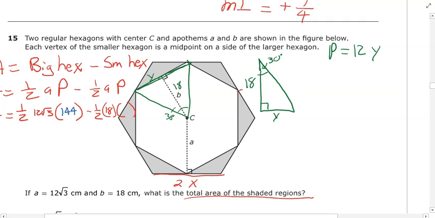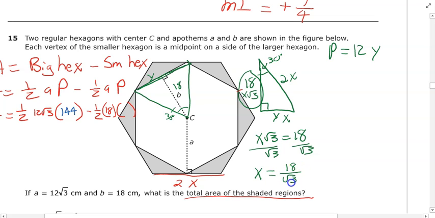All right, so same thing. If I label the sides in terms of x, I get x square root of 3, 2x. Write my equation here. x square root of 3 equals 18. Now this one's not going to be quite as easy, but I do the same steps. Square root of 3, square root of 3. I get x equals 18 over square root of 3.